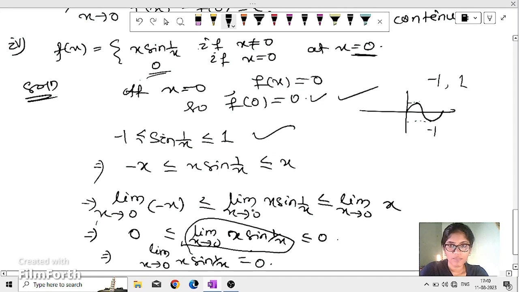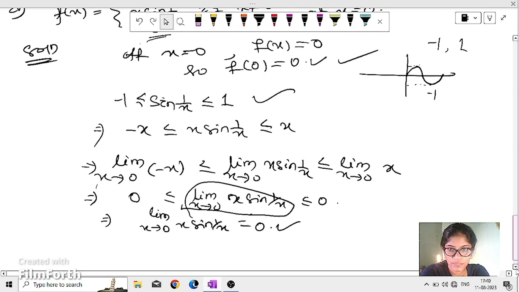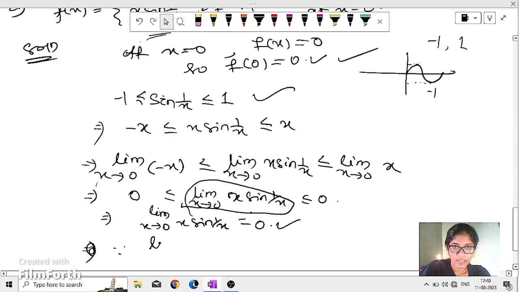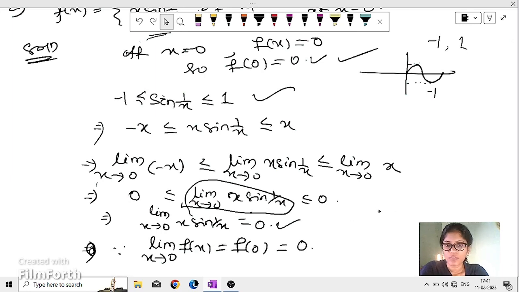Here the function value is 0 and the limit value is also 0. Limit x tends to 0 f of x is equal to f of 0 is equal to 0. So the limit value equals the function value, then the function is continuous.